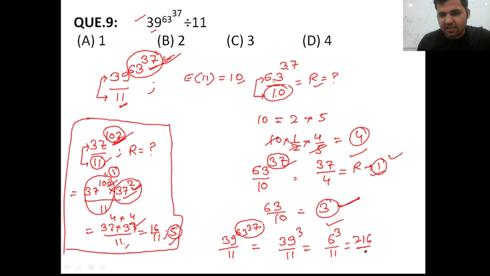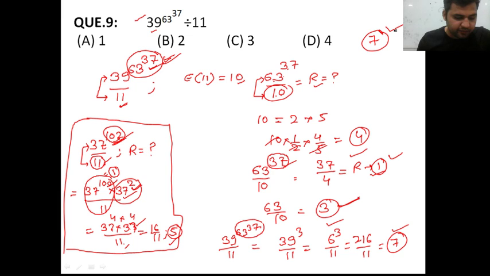216, right? Divide 216 by 11, what will be the remainder? Answer would be 7. Okay? 216 when divided by 11, the remainder will be 7. So therefore the answer to this question would be 7, which is not in the options, right? 7 is the answer. Anyone having doubt, please ask.